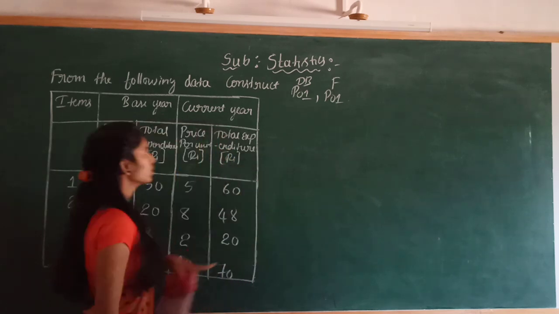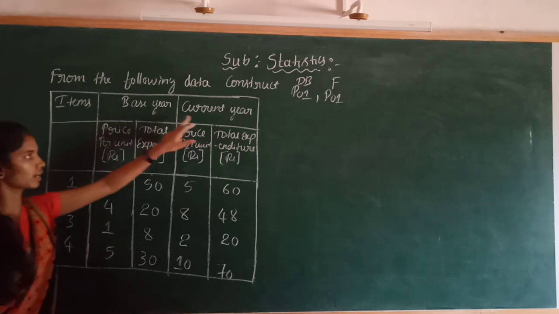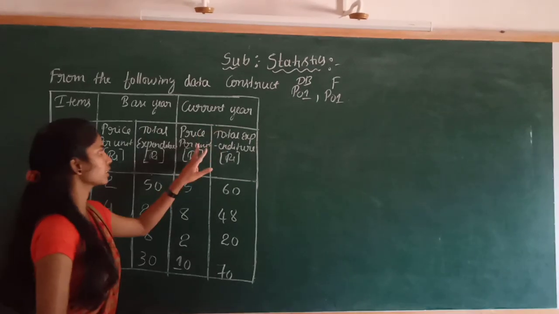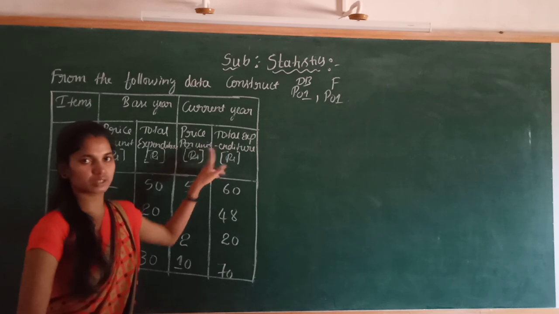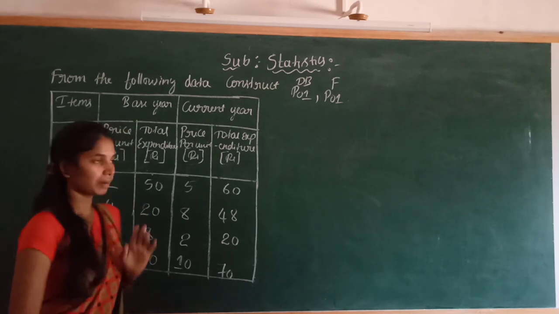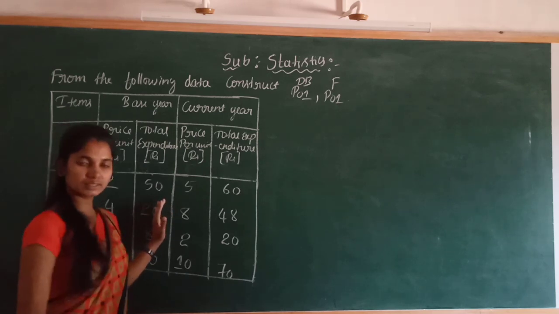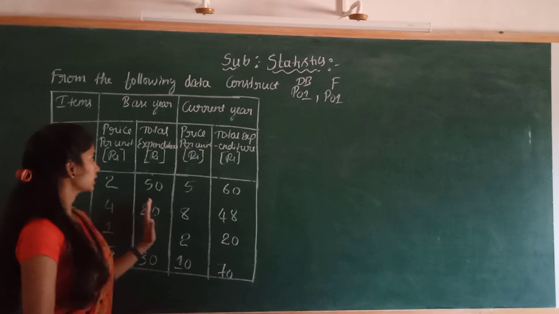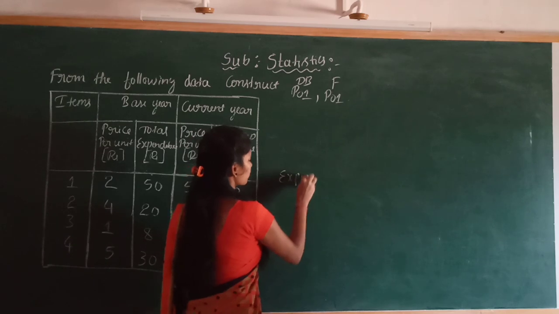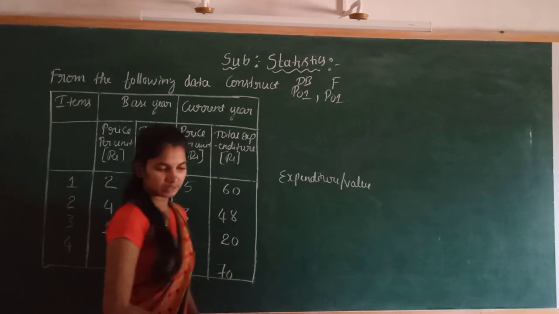See here the given items, that is 1, 2, 3, 4. Next, base year, current year. For the base year they gave price and total expenditure. For the current year they gave price and total expenditure. In the last problem they gave the base year and current year price and quantity. But there is a slight difference between the last problem and this problem. In that problem price and quantity were given, but in this problem price and total expenditure are given. Whether it is expenditure or value, whatever they give, you have to consider the same here.